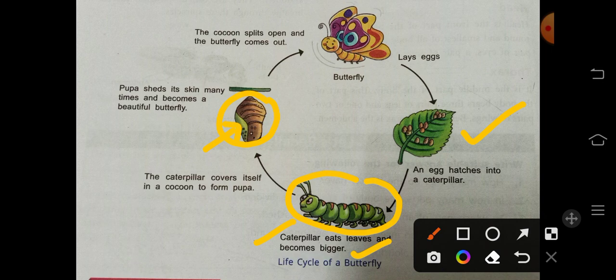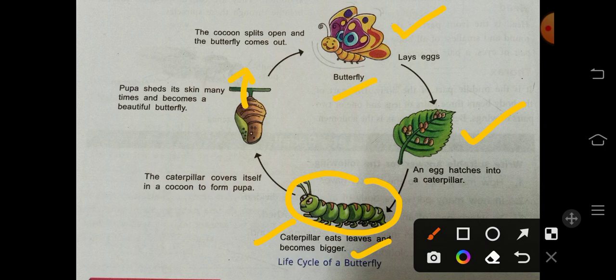The caterpillar covers itself in a cocoon to form a pupa. That is the third stage, the inactive stage. The pupa sheds its skin many times, and the color changes many times inside the protective layer, and it becomes a beautiful butterfly. Here you can see how beautiful it is. The cocoon splits open and the butterfly comes out. You can see how beautiful it is.